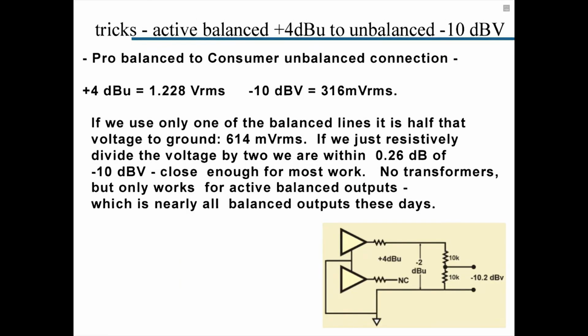Here's a trick for connecting professional active balanced to consumer unbalanced circuits. If we use only one of the typical +4 dBu balanced lines, it is half the output voltage to ground. If we just resistively divide the voltage by 2, we're within 0.26 dB of -10 dBV, which is close enough for most work.